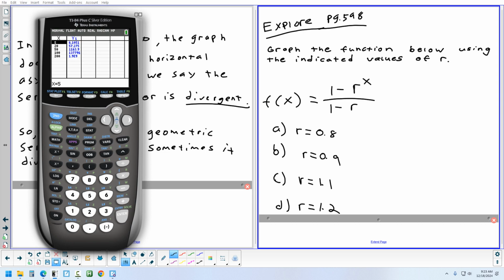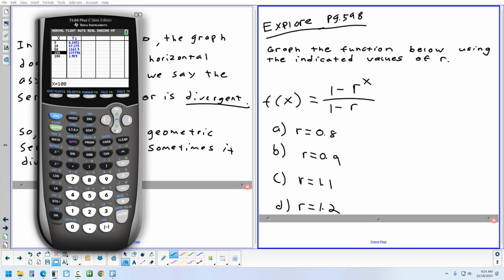If we add up the first 5 numbers in that pattern, if R is 1.1, we get 6.1. If we add up the first 20 numbers, we get about 57. The first 50 numbers adds up to 1,163. The first 100 numbers is over 137,000. So what's happening this time? Are we getting closer to a number or no?